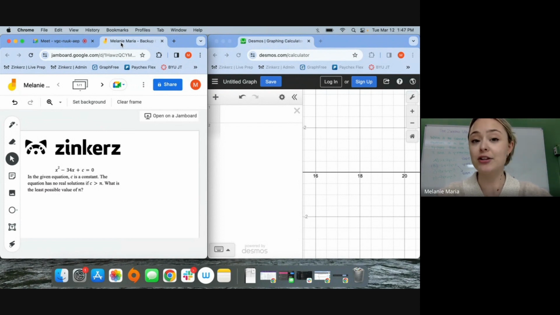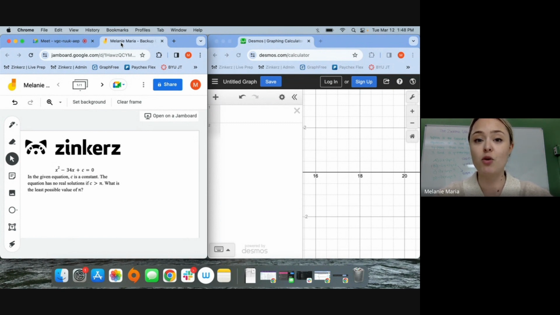Let's take a look at another digital SAT question and how we can use Desmos to help us solve it. This question says, in the given equation, c is a constant. The equation has no real solutions if c is greater than n. What is the least possible value of n? And then we're given x squared minus 34x plus c equals 0 as our equation.